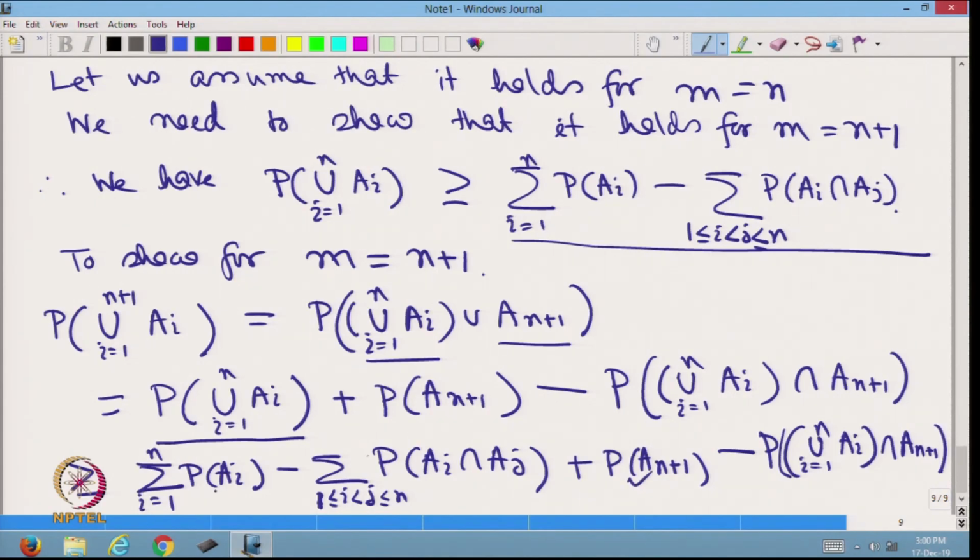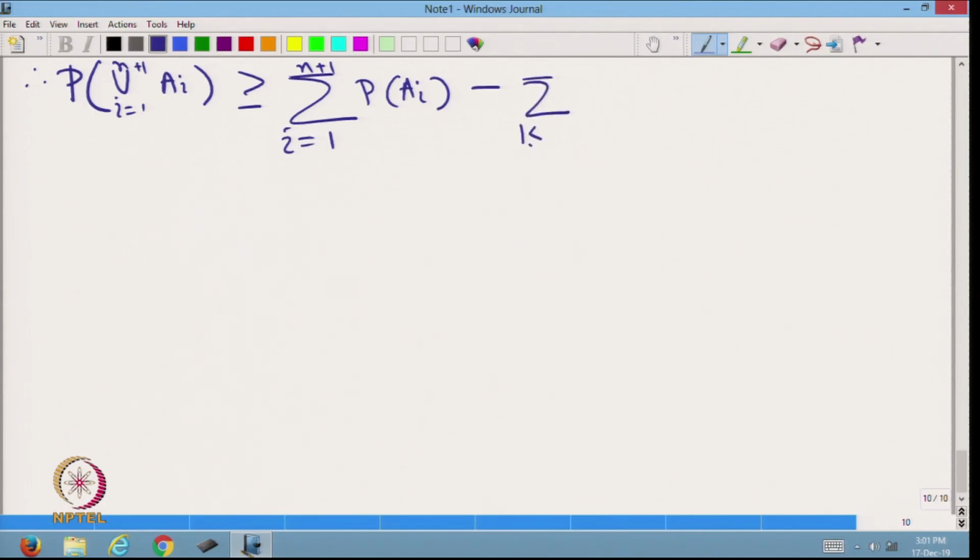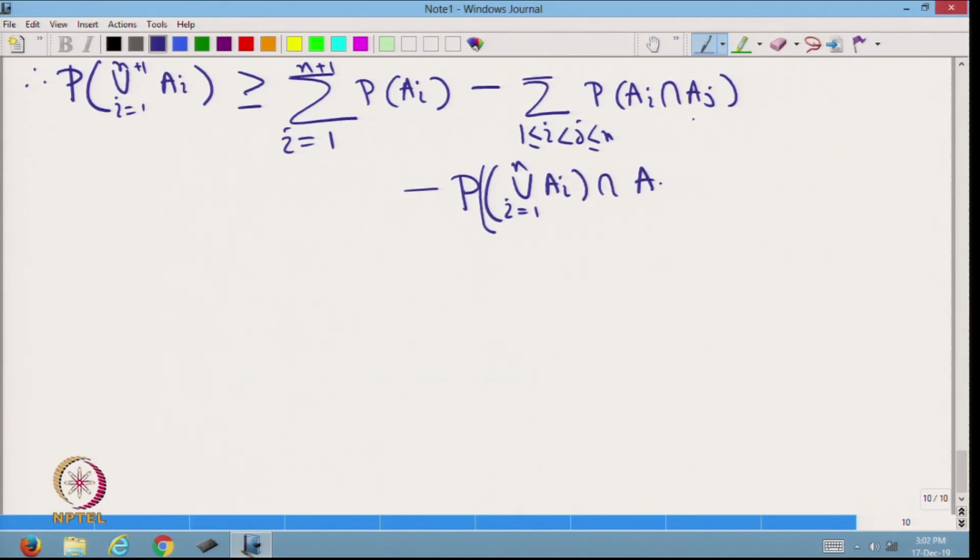Therefore, this we can combine with this and we can write probability of union over i is equal to 1 to n plus 1 of Ai is greater than or equal to sigma i is equal to 1 to n plus 1 of probability of Ai, minus sigma 1 less than or equal to i less than j less than or equal to n of probability of Ai intersection Aj, minus probability of union over i is equal to 1 to n of Ai intersected with A(n+1). So, let us focus on this part.